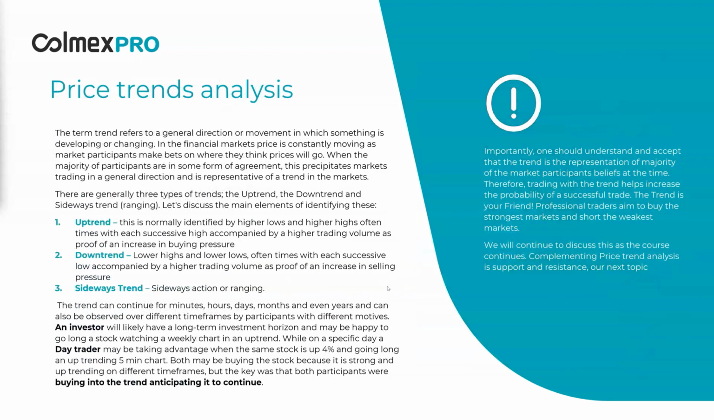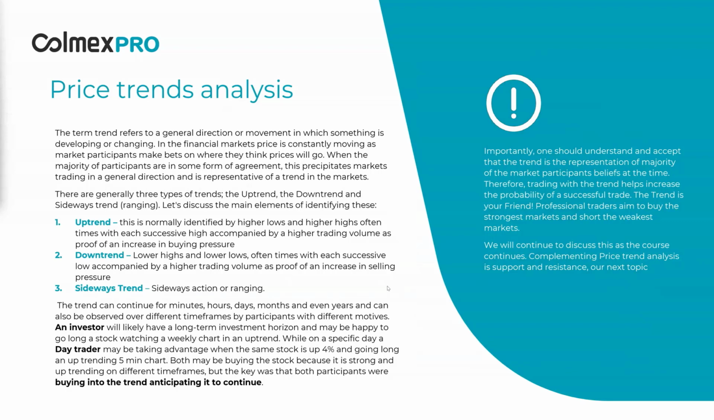So in technical analysis, we often do price trends analysis. The term trend refers to a general direction or movement in which something is developing or changing. In the financial markets, price is constantly moving as participants are making bets on where they think prices will go. When the majority of participants are in some form of agreement, this precipitates markets trading in a general direction and is representative of a trend in the markets. There are generally 3 types of trends: the uptrend, the downtrend, and sideways trend or ranging. Let's discuss the main elements of identifying these types of trends.